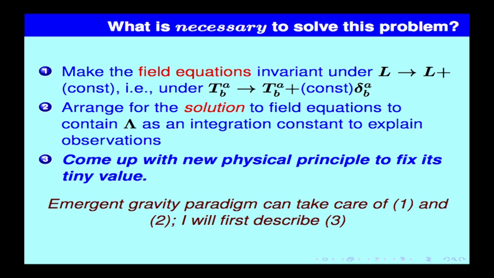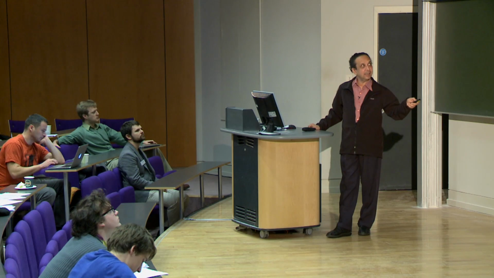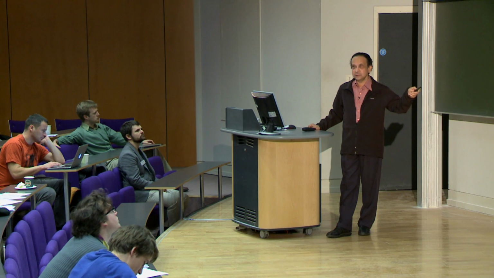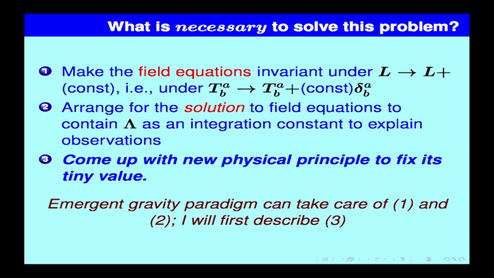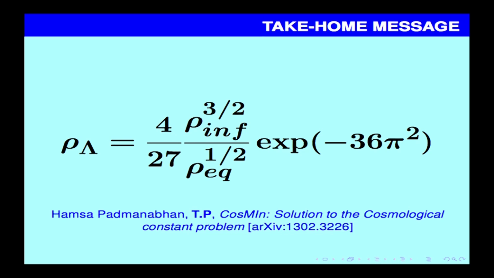But remember that giving you any numerical value for lambda is absurd until I have some way of doing this in the back of the blackboard, which I have, and which I will come to in the end. So, I am going to first talk about this part. How do I come up with a physical principle which fixes the lambda value? This is the take home message of the two talks. I will show you that there is a physical principle by which you can get this relation.